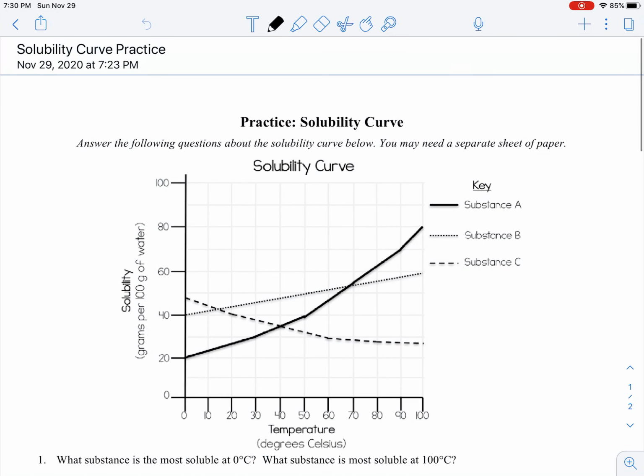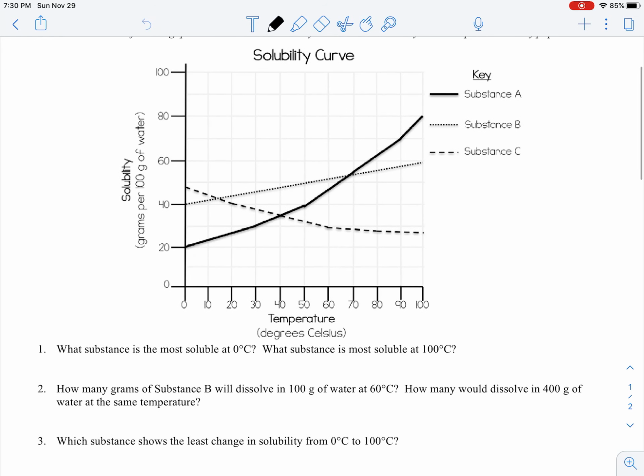So the solubility curve practice, that is what we just went over. And you need to look at the graph, which is pretty much the same. Now it's not color-coded, but you've got different types of lines here. You've got substance A, which is the solid line. Substance B is the dotted line, and substance C is the dashed line.